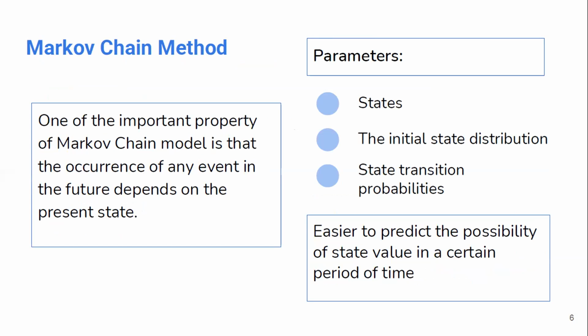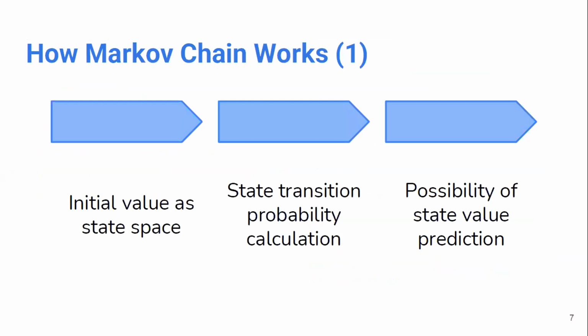Markov chain uses the current state value of the stock market to determine future occurrence. One of the advantages is that it is easier to predict the possibility of state value in a certain period of time. In general, the Markov chain method uses parameters that are states, initial state distribution, and state transition probability. The working principle of Markov chain is to calculate the initial value as state space, then calculate the state transition probability, and predict the possibility of state value.